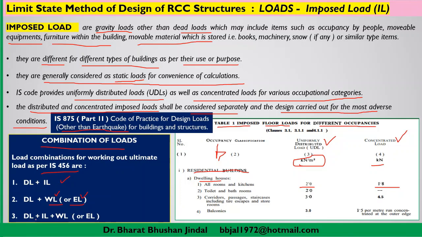The third type of combination of load is dead load plus imposed load plus wind load. So when you are going to do the calculation for various types of combination, whatever is the adverse type of load, or you can say the highest value of the load, that will be considered for the design purpose.